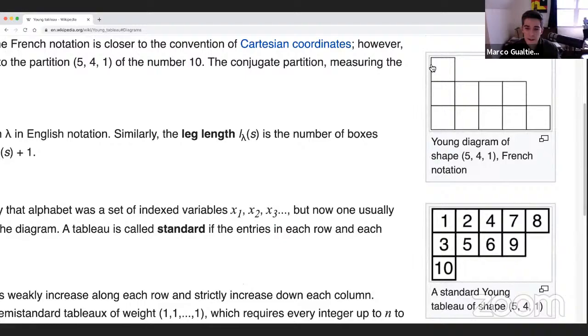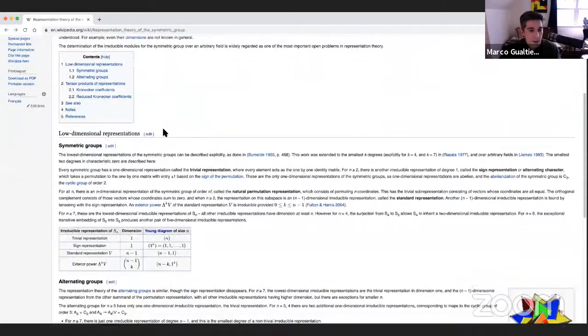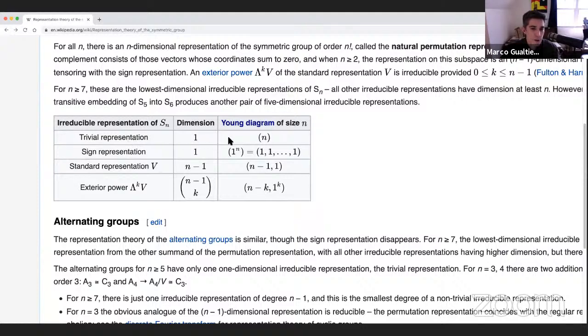You can see here some of the representations. The trivial representation of Sn is a partition of n which is just n. It's not partitioned, so you draw that as a single row of length n. The sign representation also has dimension 1, but it corresponds to the partition 1 plus 1 plus 1. So the two extreme partitions are the trivial and the sign representations, and they both have the same dimension.